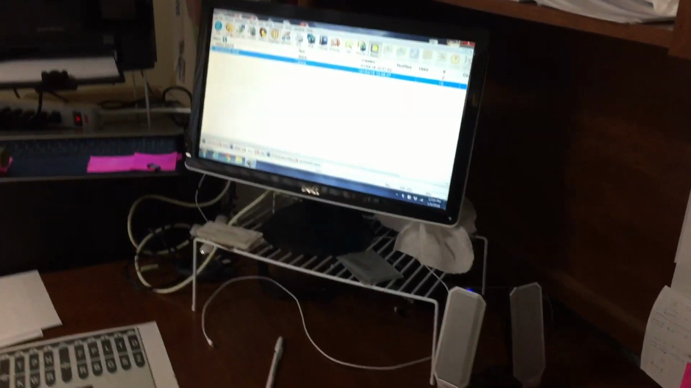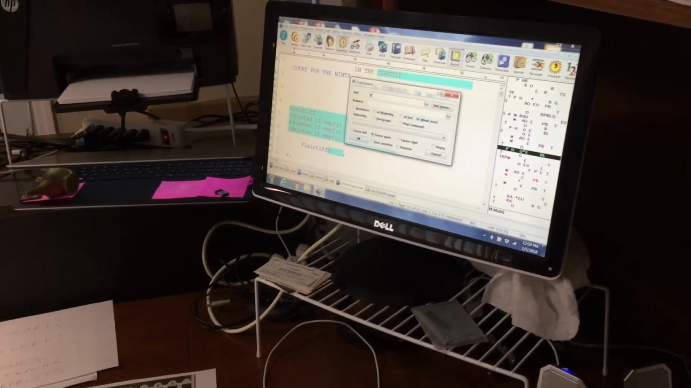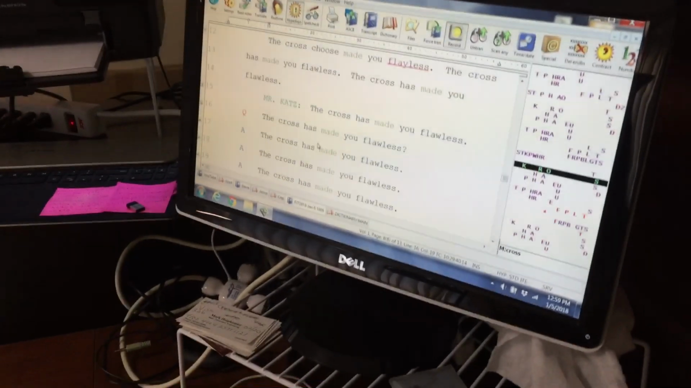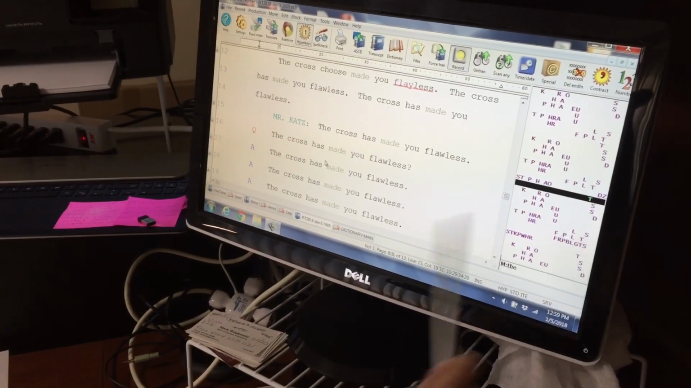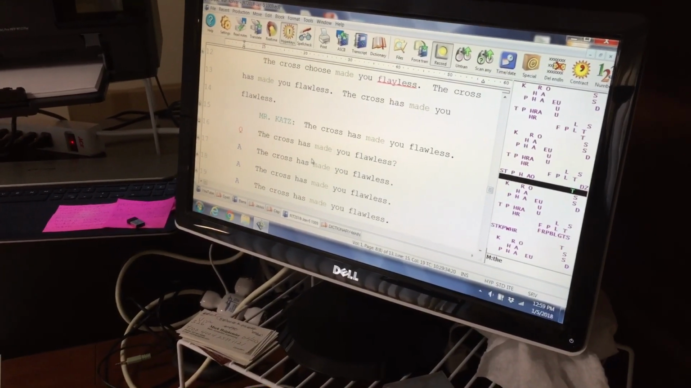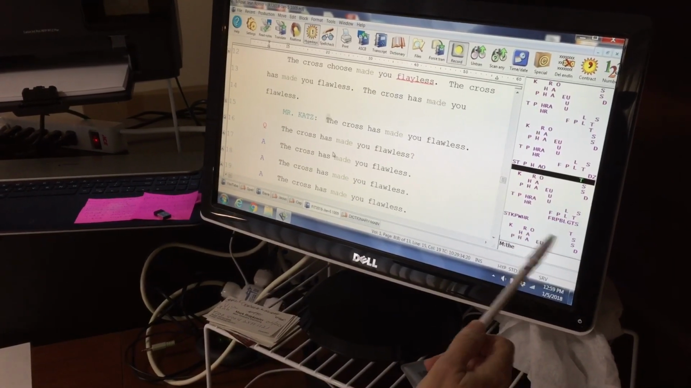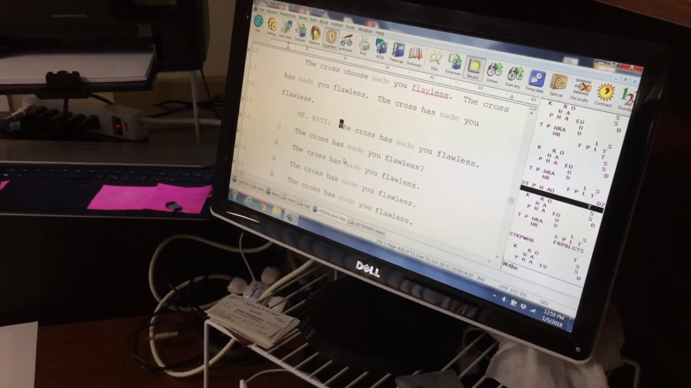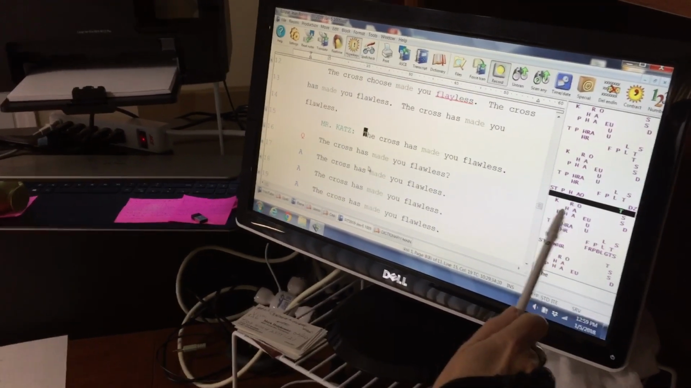Now in church you might hear the pastor say, "The cross has made you flawless." And you see here, all I did was write the final T. And you say, why didn't you write T-H-E? It's a very common word, and the fewer keys you press, the less chance you have of a misstroke. So I just write final T.